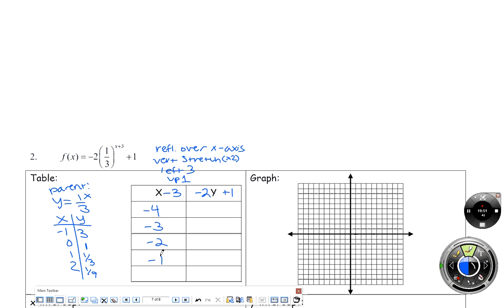And then for my y coordinates, I'm going to multiply them by negative 2 and add 1. So 3 times negative 2 is negative 6, plus 1 is negative 5. 1 times negative 2 is negative 2, plus 1 is negative 1. 1/3 times negative 2. So 1/3 multiplied by negative 2 is negative 2/3. Okay? But then I have to take that and add 1 to it. So if I think of 1 as 3 over 3, that means 3 is my denominator, and negative 2 plus 3 is my numerator, which is 1. I did all that work.